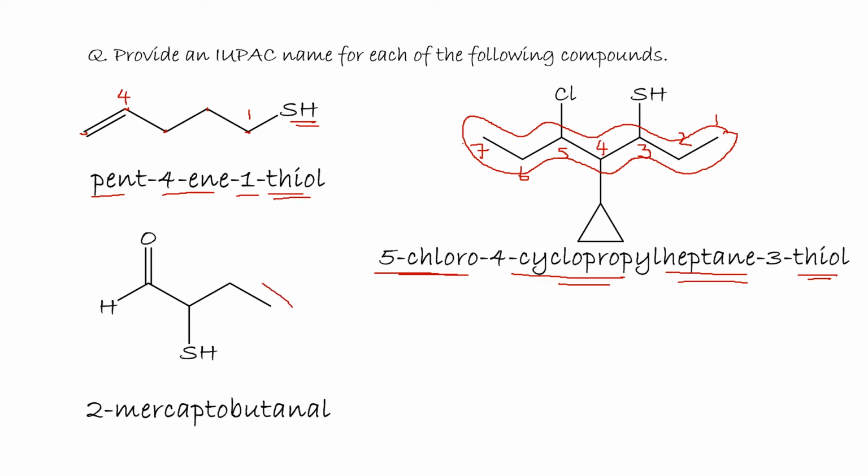In this compound we have two functionalities. Aldehyde, which is more senior, so this will be number 1, and here the SH we call mercapto. We have 1, 2, 3, 4, so it is butanal for the aldehyde and 2-mercapto for the SH. So the compound is called 2-mercaptobutanal.